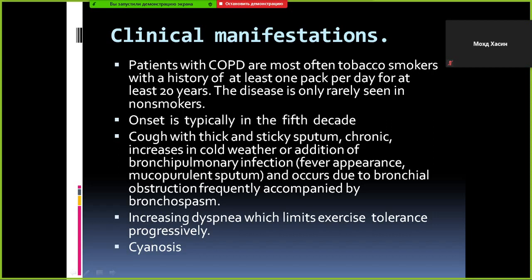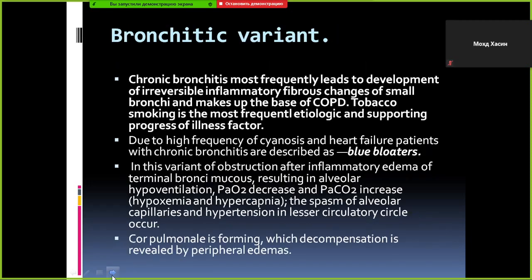The next very important symptom is dyspnoea, or shortness of breath. This dyspnoea has an expiratory character, and it progressively limits exercise tolerance. So it means that COPD has a progressive course. The next symptom is cyanosis. Cyanosis means bluish skin color. And we said that two processes develop in the lungs, bronchitis and lung emphysema. That is why there are two variants of COPD, the bronchitic variant and the emphysematous variant.